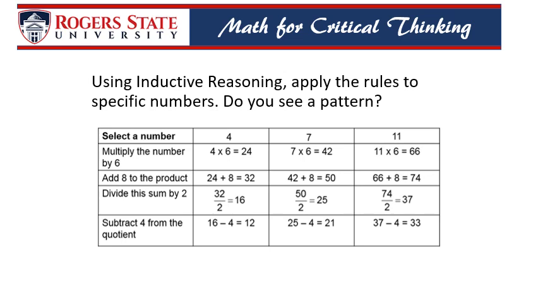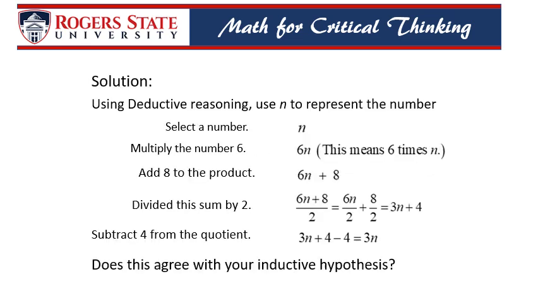Now, when you're doing a puzzle like this, oftentimes when you get to the end, they say, okay, the number you ended up with is whatever it is, because they set these rules up specifically to make sure that that happens. But see, in this case, this is deductive reasoning. Do you see a pattern? Multiply by 6, add 8 to the product, divide it by 2, and subtract 4.